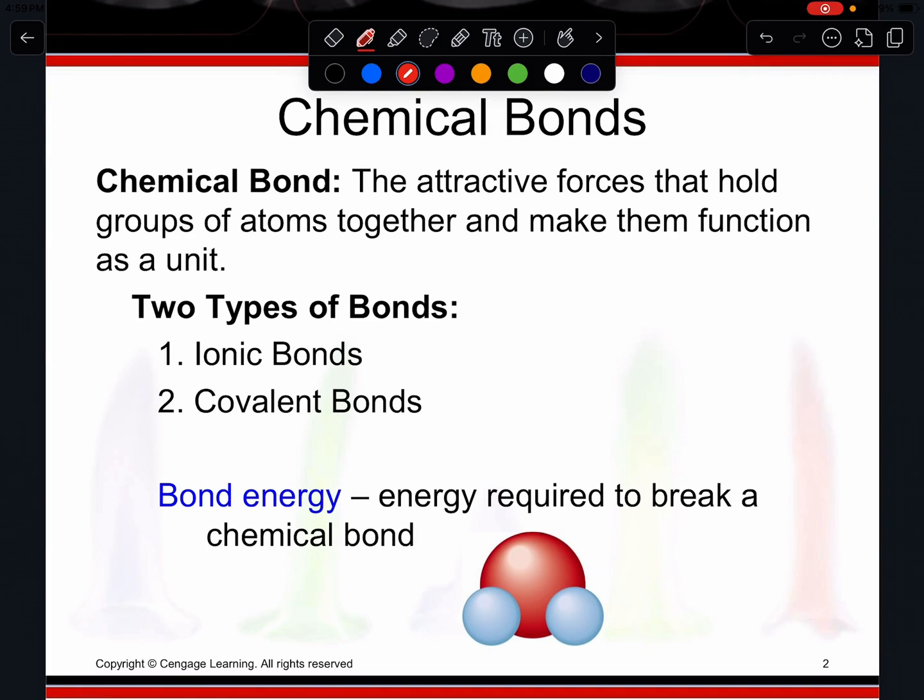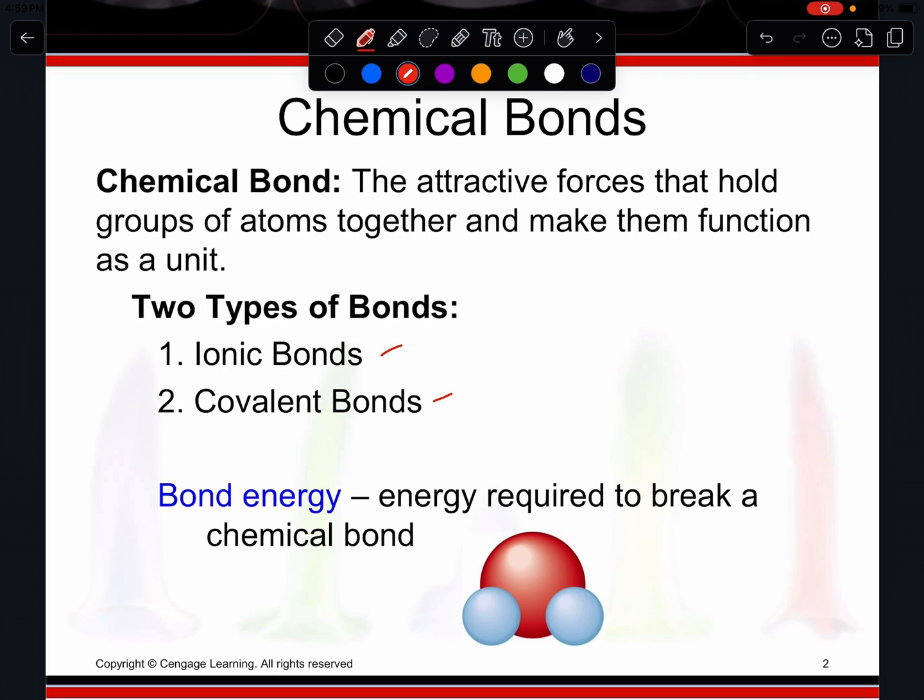We're going to discuss chemical bonds, and the two that we're going to focus on right now are ionic bonds and covalent bonds. Now, what is a chemical bond? A chemical bond is the attractive force that holds a group of atoms together and makes them function as a whole unit. So for you to have a bond, you have to have multiple atoms. And we're going to look at how the atoms are connected to each other and what holds that whole bond together, because each one of these has a different way of being held together.